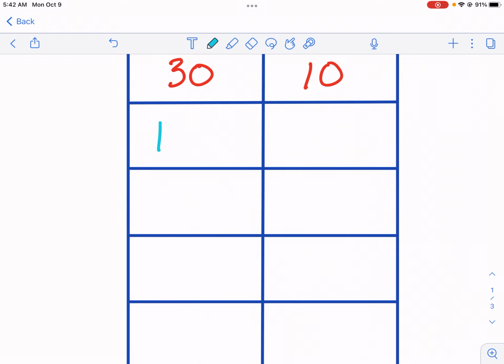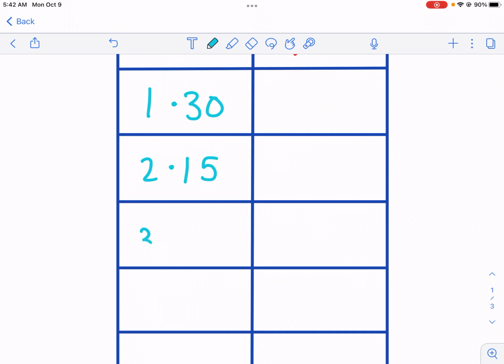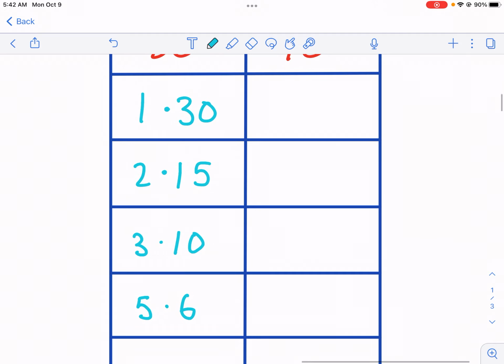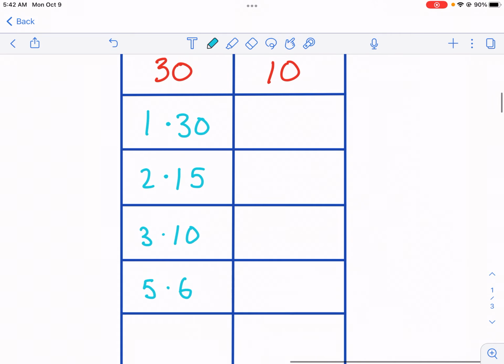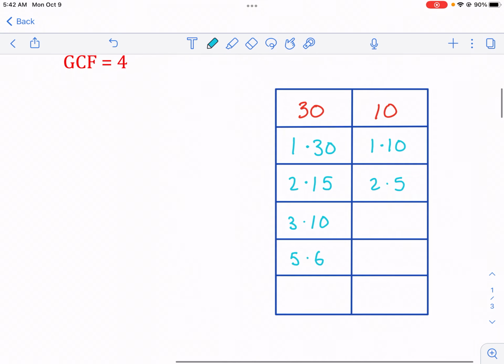So I have 1 times 30 for my first one, and that's my first factor pair. 2, I know it's an even number, so I know 2 is going to be a factor of it, so that's 2 times 15. I know 3 times 10, and I know 5 times 6, and I think that's it. I think it only has 4 factor pairs. Okay, now I'm going to move on to 10. Again, I'm going to start with 1 times 10. It's even, so I know it's 2 times 5, and I believe that's it. So I only used a couple of those boxes, but still have an idea of my factor pairs.